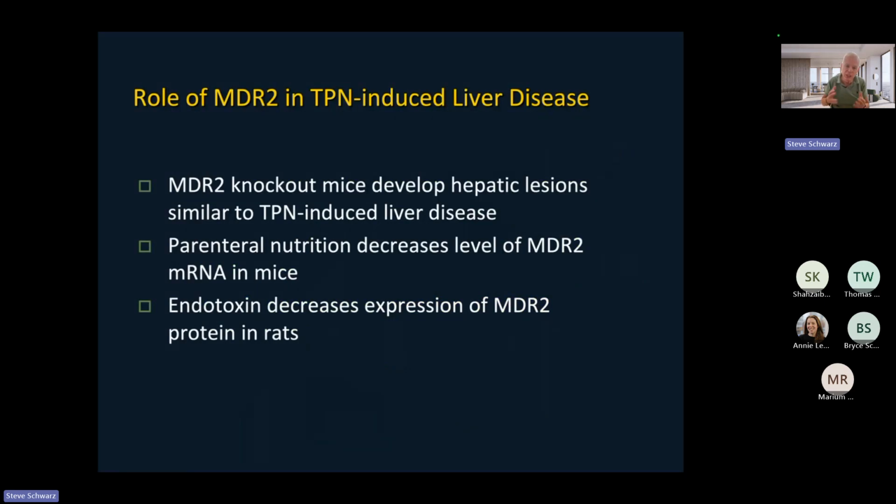In fact, if you look at an experimental model of MDR2 knockout mice, they develop hepatic lesions similar to TPN-induced liver disease. Parenteral nutrition in the same experimental model decreases the level of MDR2, and endotoxin decreases the expression of MDR2 in another experimental model. So this inhibition of the MDR2 transport protein seems to be critically important in creating a situation where oxidant stress is magnified and increasing the risk of developing TPN-related liver disease.